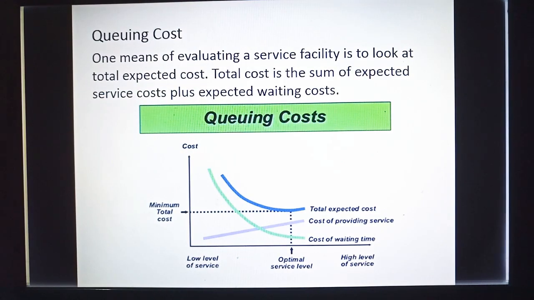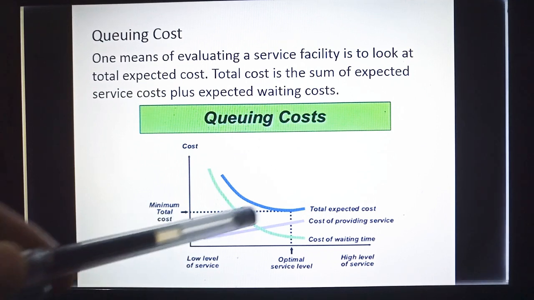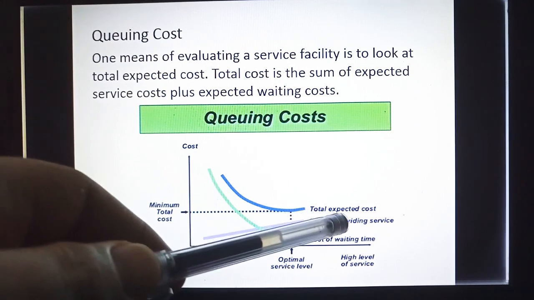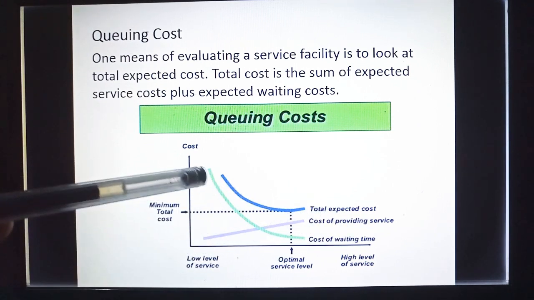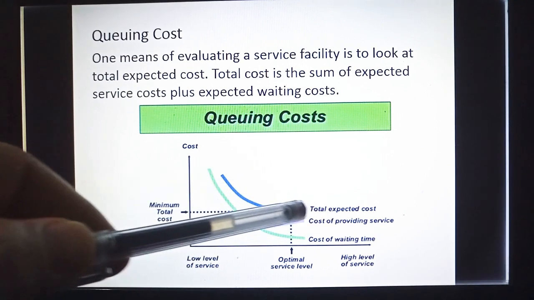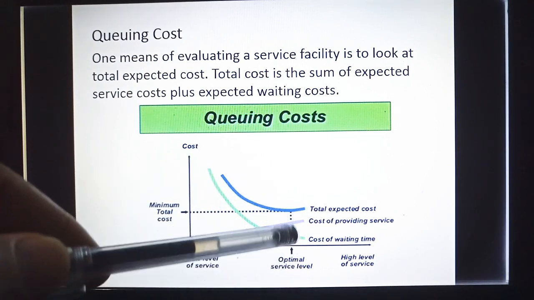Queuing cost. One means of evaluating a service facility is to look at the total expected cost. Total cost is the sum of expected service cost plus expected waiting cost. We have here high levels of performance, the optimal service level, and then the low level of performance. If you have noticed, the minimum total cost is at this particular point. We have here the total expected cost, in the blue. And then the optimal service, we have this one.